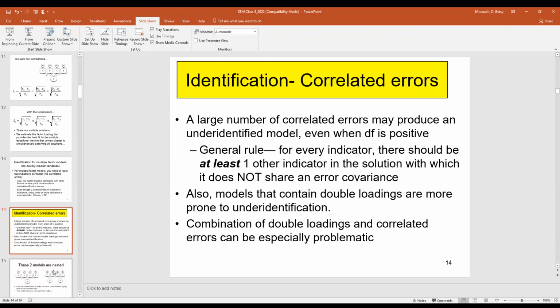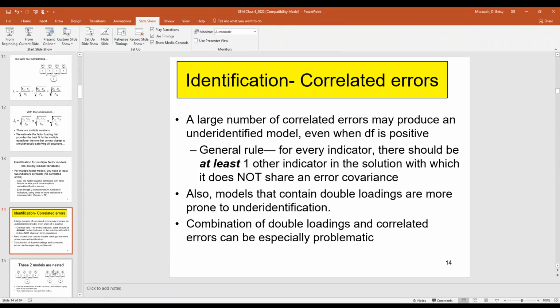Okay, so what about these correlated errors? Again, you want to be cautious. Sometimes you need correlated errors. Sometimes they make tons of sense. We'll see examples in class where it makes tons of sense. I won't go into that now, but sometimes, a priori, you know you need a correlated error for a variety of reasons. But you want to be careful about just adding them because you think your model fit is going to improve. That's never a good way to build models.